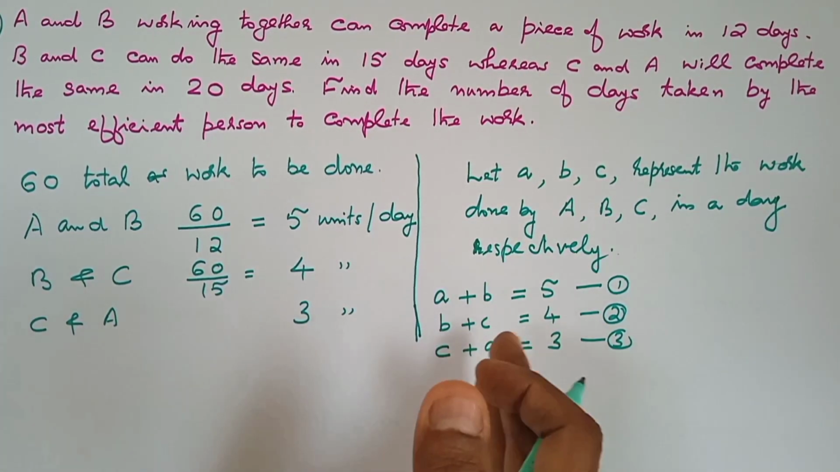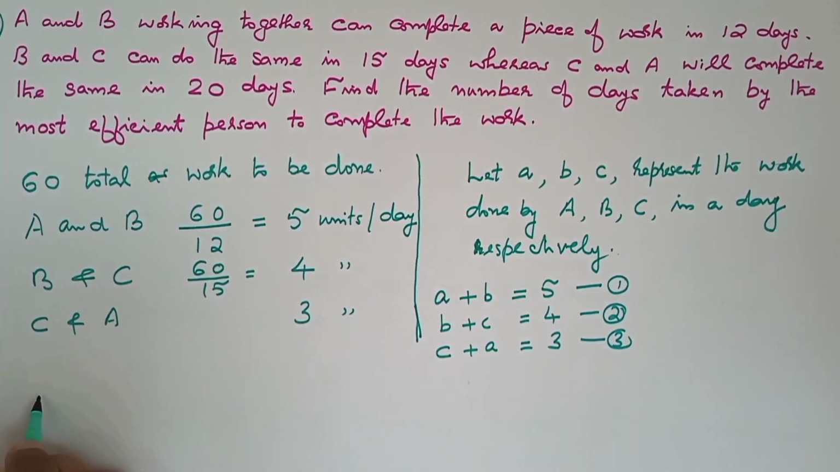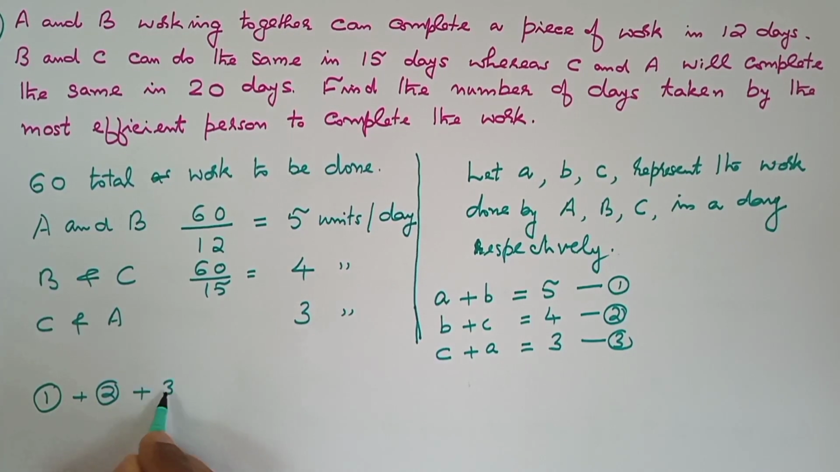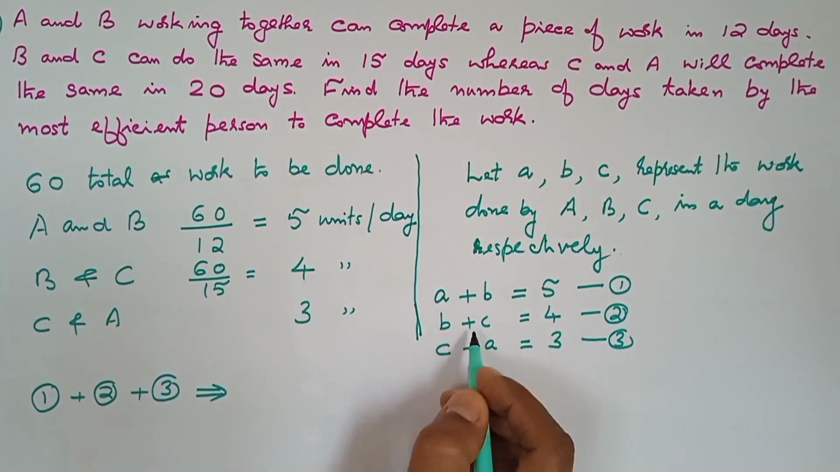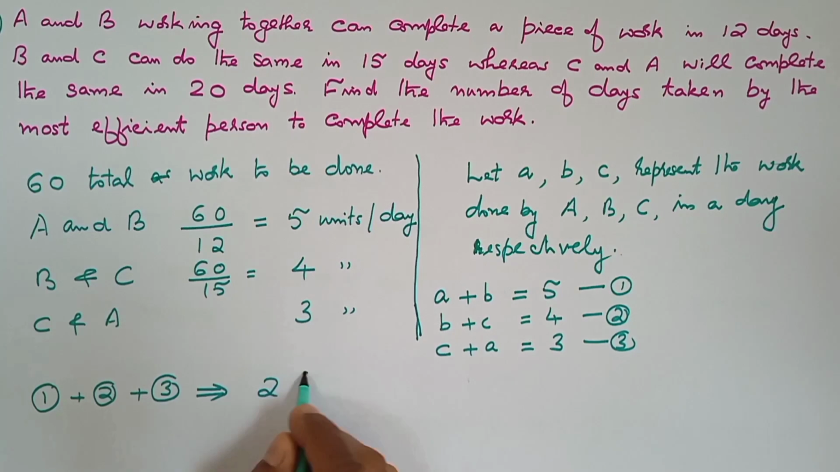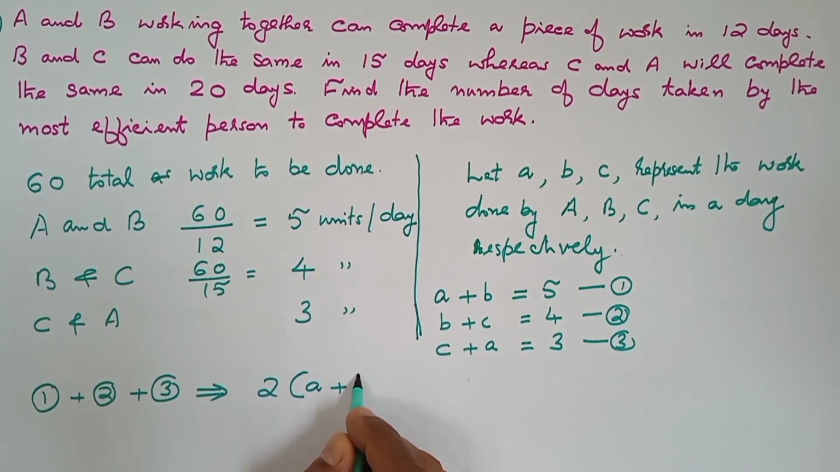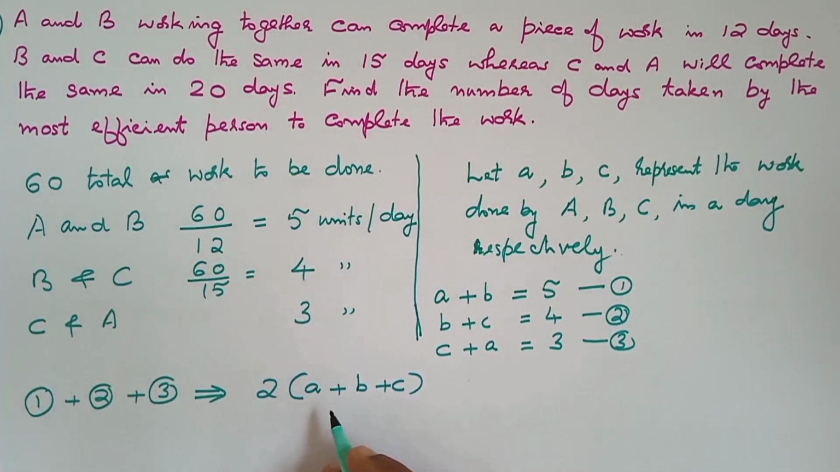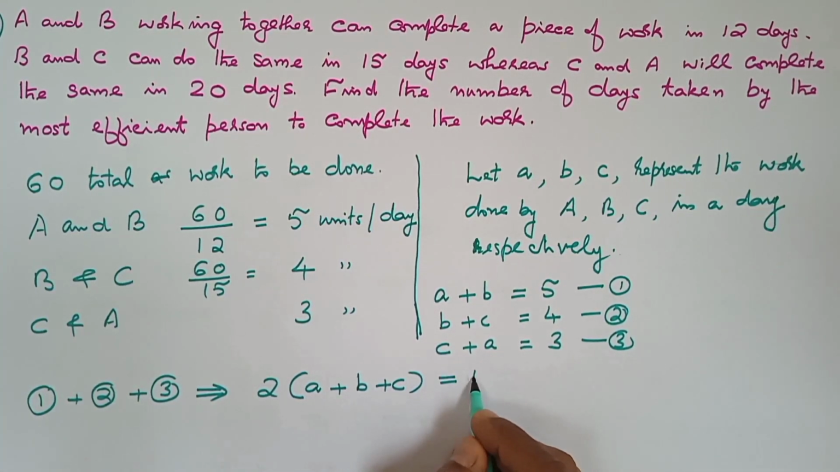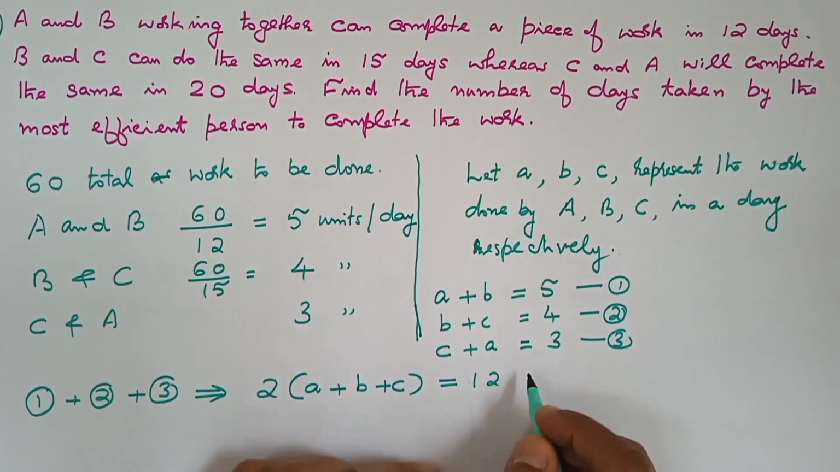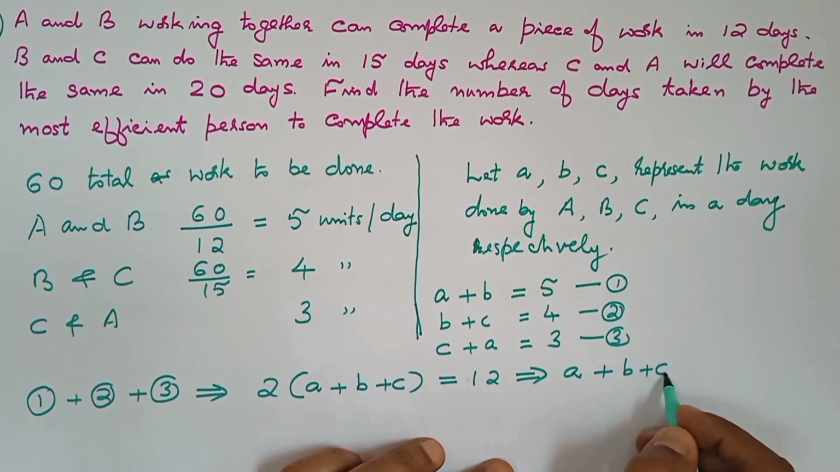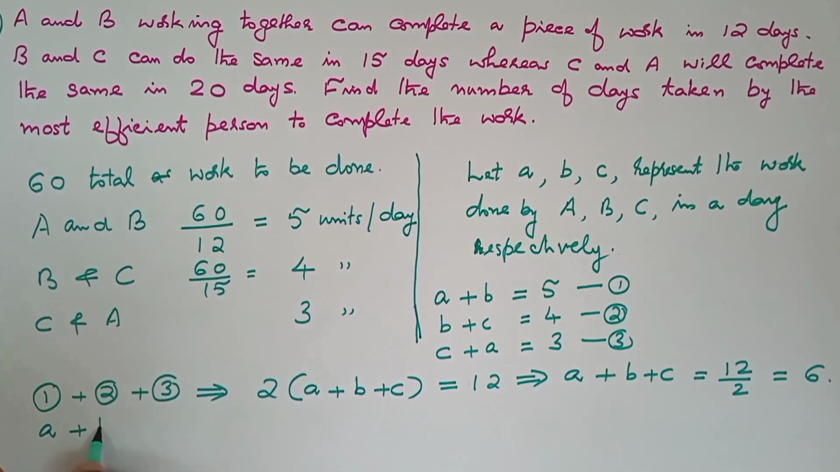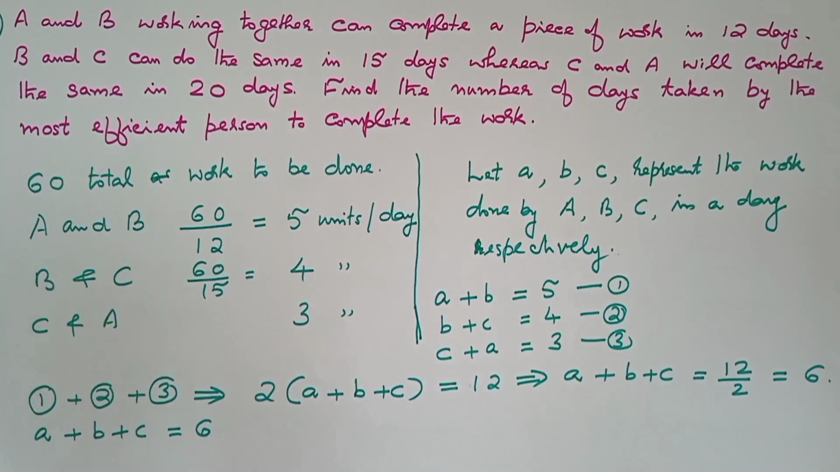In such equations, the best approach is to add all the equations together. 1, 2 plus 3: A repeating twice, B repeating twice, C repeating twice. So each of these variables will be repeated twice. So you will get 2A, 2B, 2C, with 2 taken outside. The right side will be 5, 4, 3, which is 12. This implies A plus B plus C is 12 by 2, which is 6. What do we have finally? A plus B plus C equal to 6.